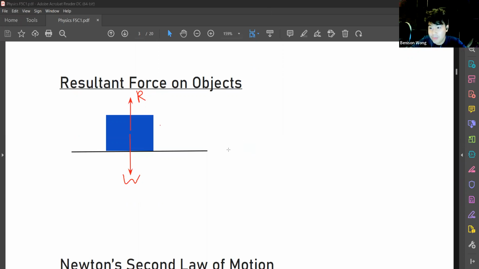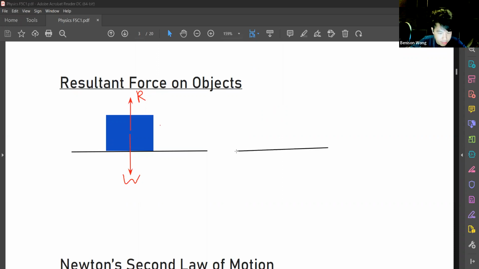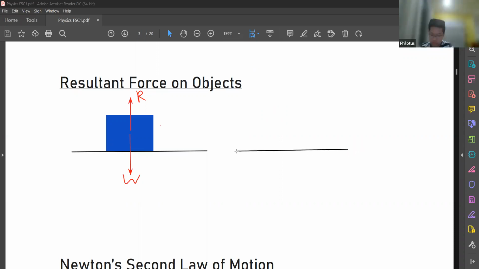Now you understand what's normal reaction? Okay, very good. So let's say over here, you have an object. Let's say you pull the object in this direction. This is a pulling force.